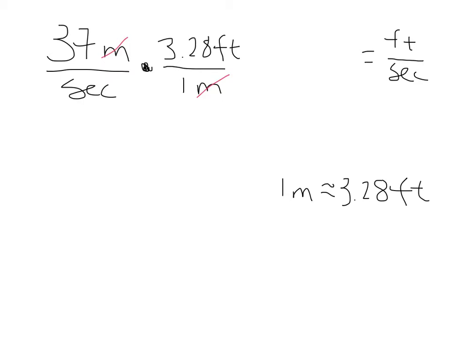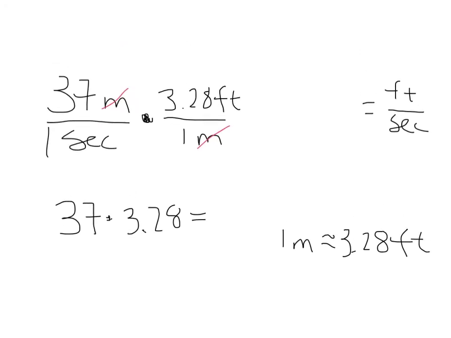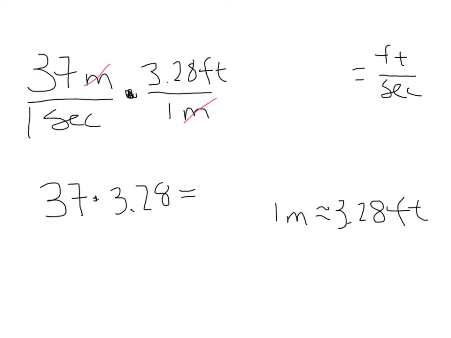Finishing this problem off, we see now that we have the correct units, so we simply need to sort out what 37 times 3.28 is, because the numbers on the bottom are simply 1 second times 1 meter, which is just 1, so there's no denominator anymore. And using a calculator, we get 121.36 feet per second.